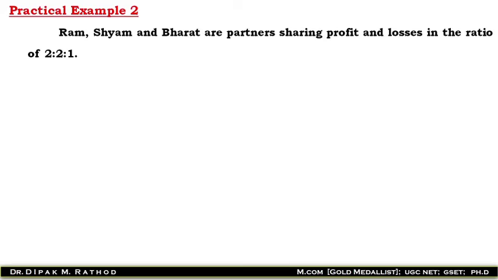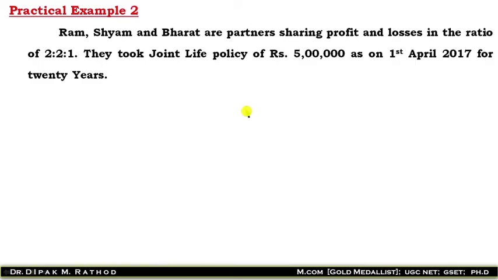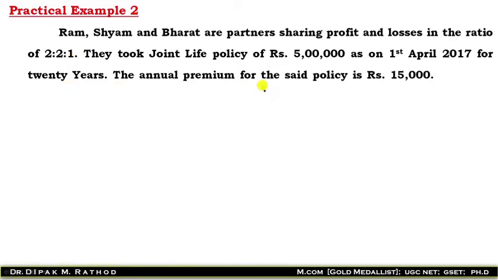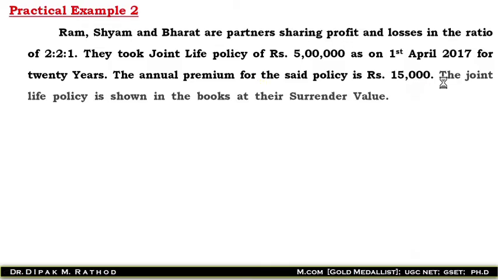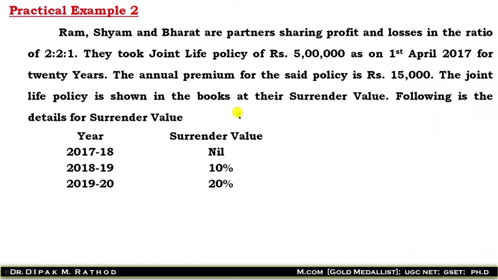Moving further, let's do one more practical example. Ram, Shyam and Bharat are partners sharing profit and losses in the ratio of 2:2:1. They took joint life policy of rupees 5 lakh as on 1st April 2017 for 20 years. The annual premium for the said policy is rupees 15,000. The joint life policy is shown at surrender value. So we are given information of surrender value: 1718 nil, 1819 10%, 1920 20%. Clear?